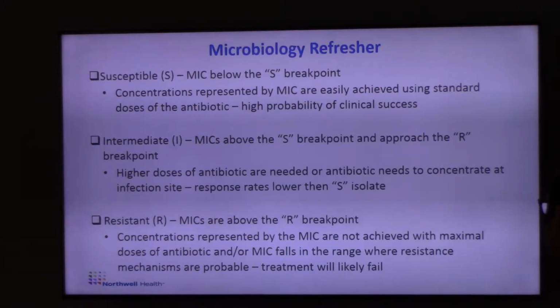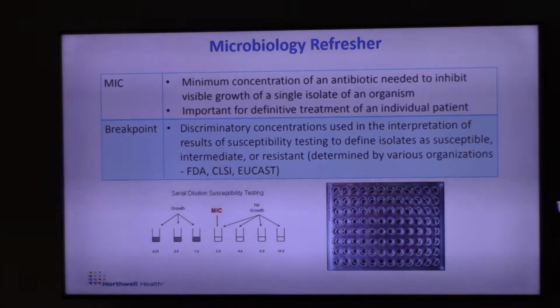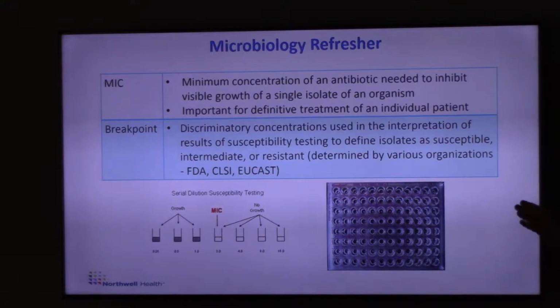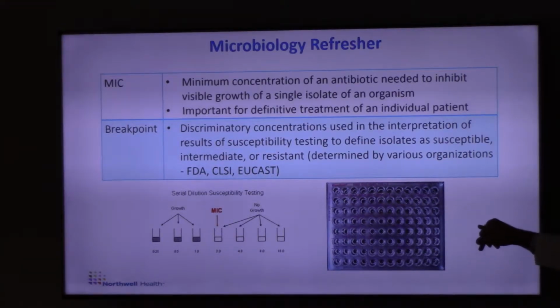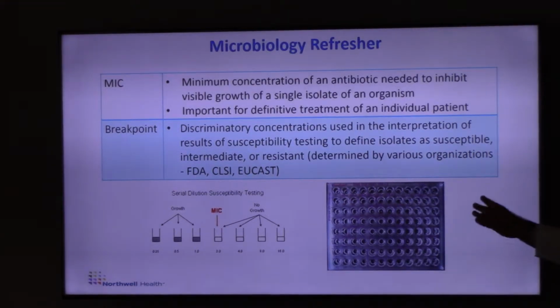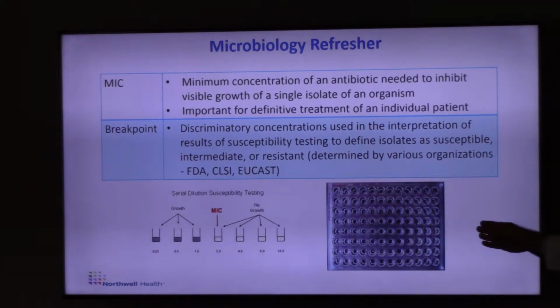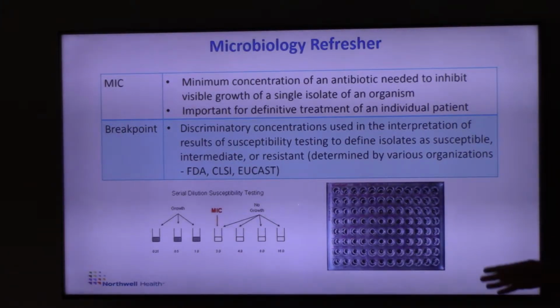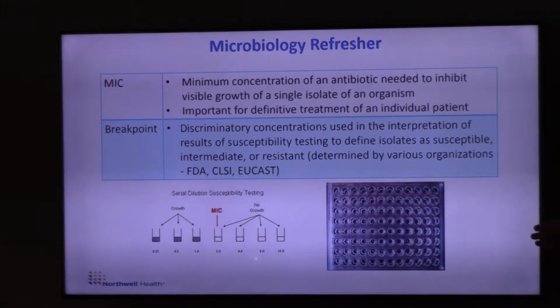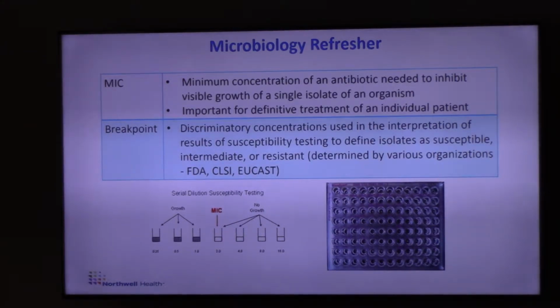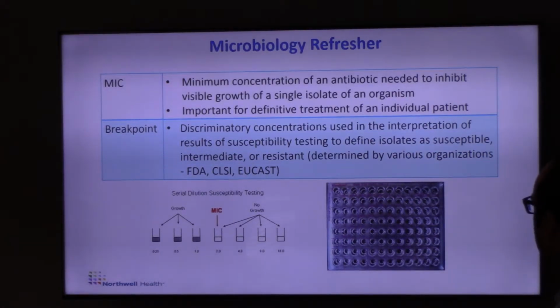So going back to this example, let's say the breakpoint was 1. Then this pathogen would be considered resistant because it grows at an MIC of 1. If the breakpoint was 2, then it would be considered sensitive. So that's the basic gist of how we're able to tell if somebody is resistant or sensitive.